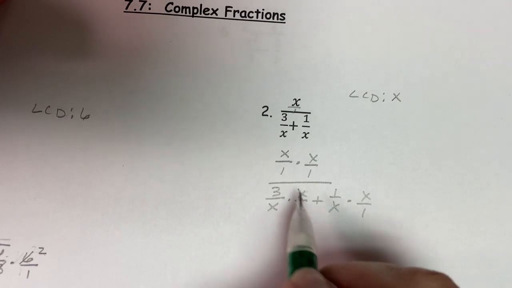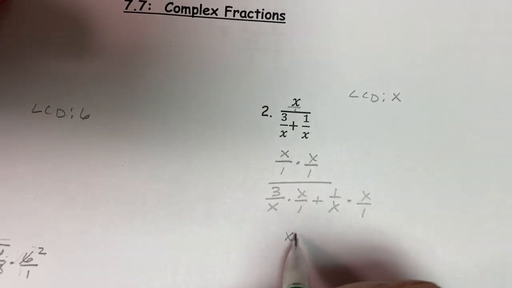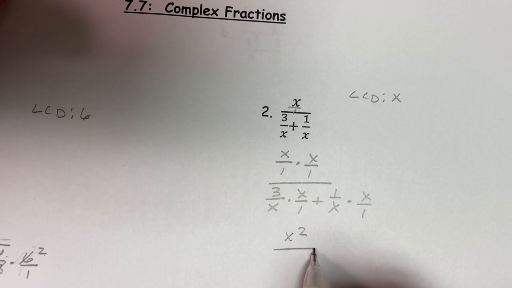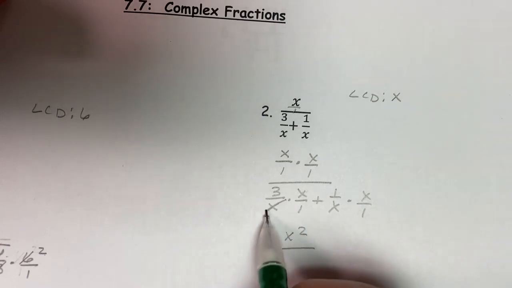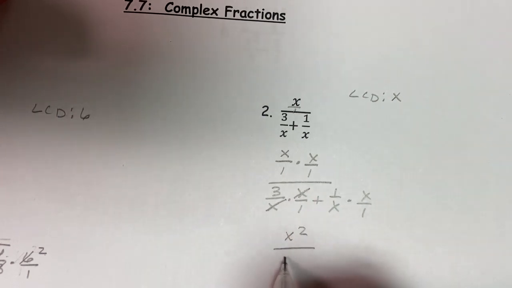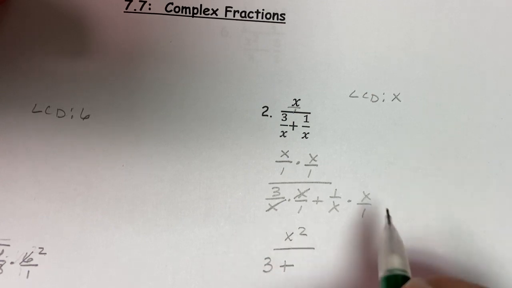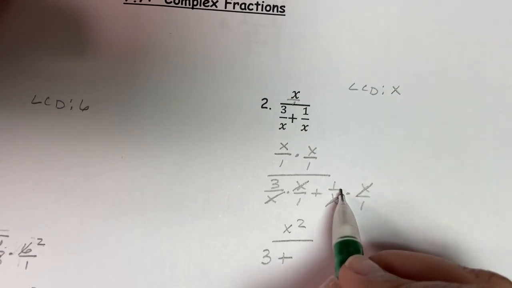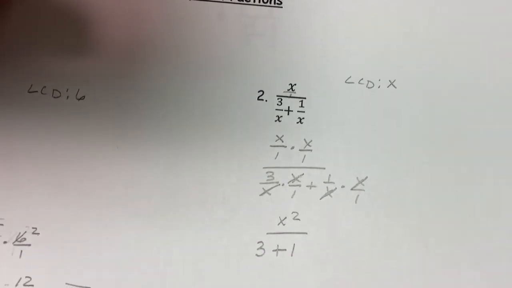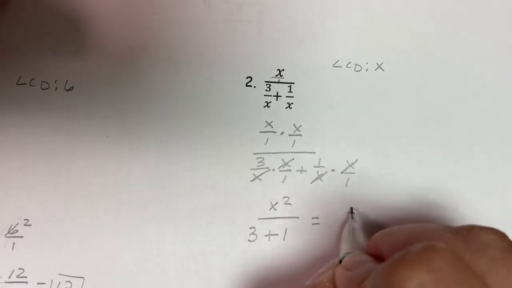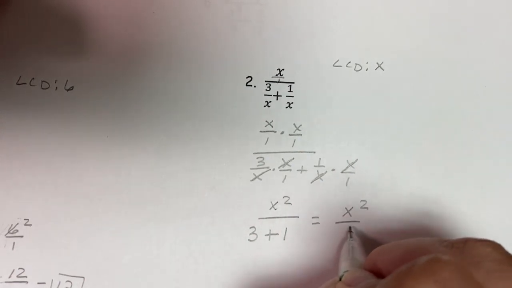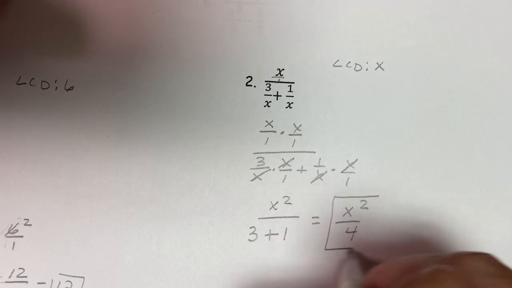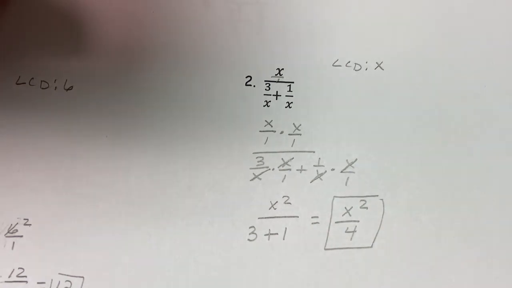So let's see what that does for us. Well, x times x on the top is x squared. On the bottom, these x's cancel, which leaves me with just 3 over 1, which is 3, plus, here the x's cancel again in the second fraction, which just leaves us with 1 over 1, which is just 1. So that fraction simplifies to x squared over 4. And that's it.